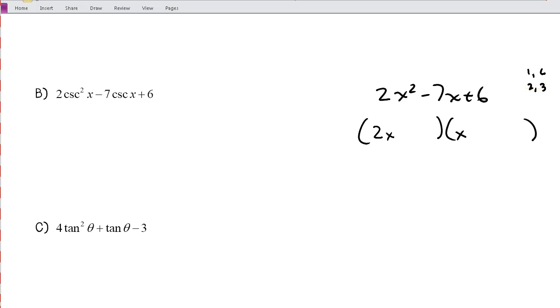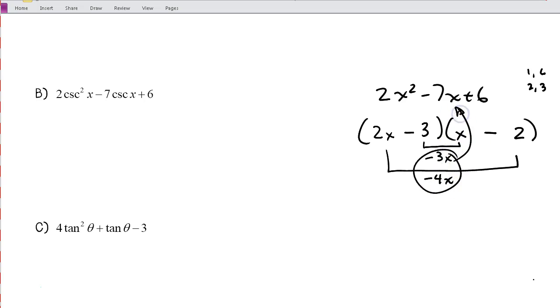But I know, let's see, if I put in a 3 here and a 2 here, and it's got to be minus 7 and plus 6, so these either have to be both positive or both negative, so they've got to be both negative. So here's my negative 3 times negative 2 gives me a negative 6, and then I'll check the inner, that's minus 3x, and I'll check the outer, that's minus 4x, and that'll give me the minus 7x that I need there. So this will be a good factoring for this.